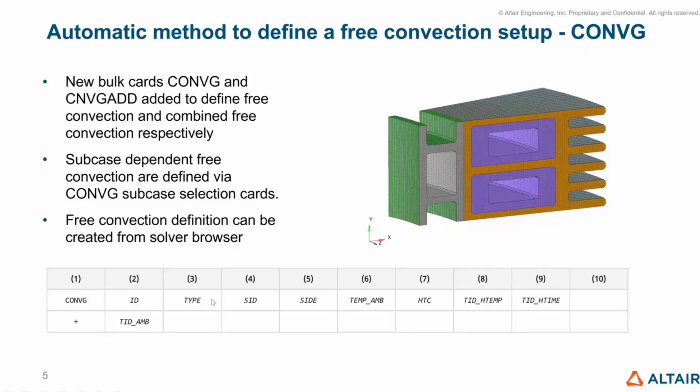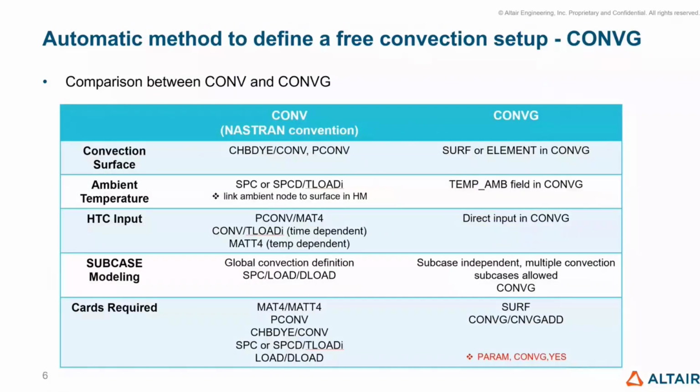And in the conventional way, the NASTRAN compatible way, we used to define multiple solver cards earlier. Even now we support these definitions. However, the new way of defining the convection is much simpler compared to the conventional NASTRAN way. If you could see the NASTRAN conventional way, we have multiple solver cards involved here. So we have defined the CHBDY to define the convection surface, the CONV, and the PCONV, and the ambient temperature are defined through the SPC, and so on. You could see these are the list of cards required to define a convection, the NASTRAN convection way.